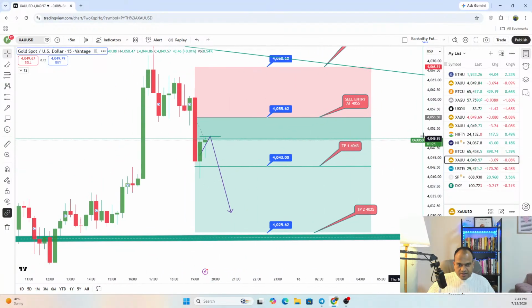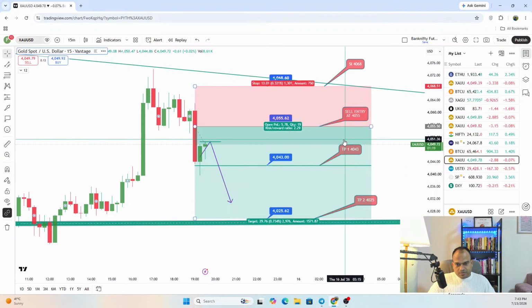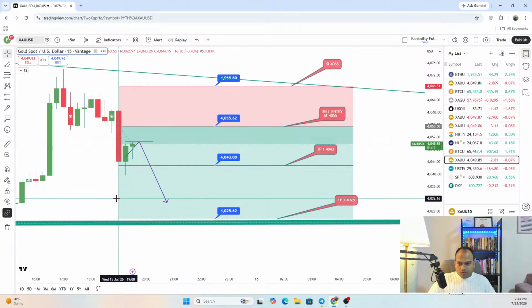Let's see if the buyers can take the market beyond this level, beyond this 4050. Yeah, 4050. Look, it's no rocket science.